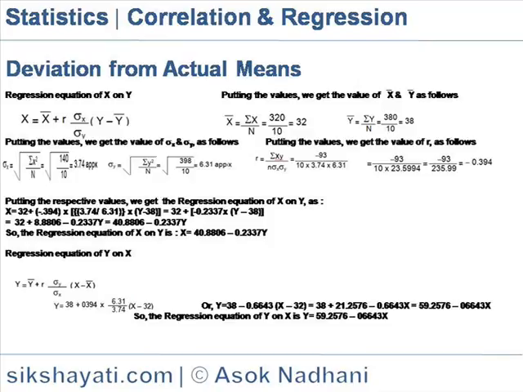Regression equation of y on x is y is equal to y bar plus r into sigma y by sigma x into (x minus x bar). So we get y is equal to 38 plus minus 0.394 into 6.31 by 3.74 into (x minus 32). So we get y is equal to 38 minus 0.6643 into (x minus 32) is equal to 38 plus 21.2576 minus 0.6643x is equal to 59.2576 minus 0.6643x. So the regression equation of y on x is y is equal to 59.2576 minus 0.6643x.